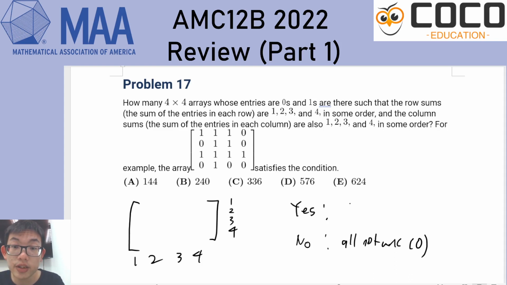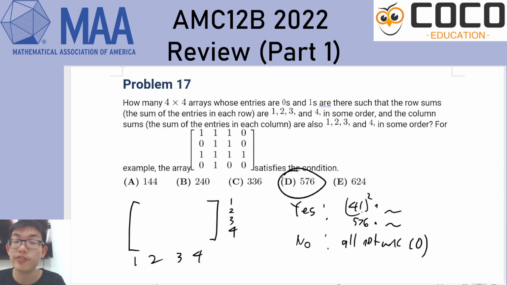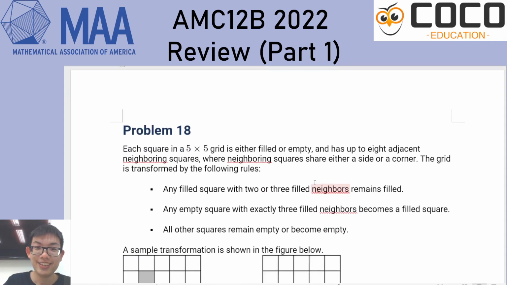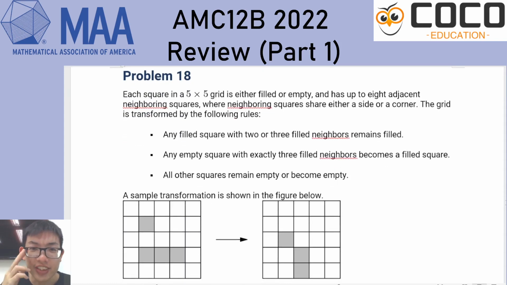If yes, then it gives me 4 factorial squared times whatever, and 4 factorial squared is 576 already. So the answer has to be 576 without even me worrying about how the grid works. And again, I shall move on from here, because I think this is going to take a bit longer to read, right?